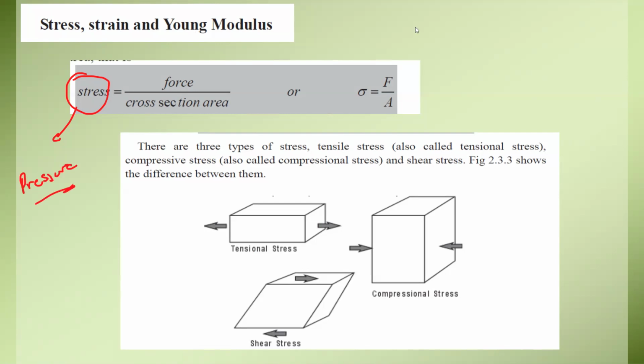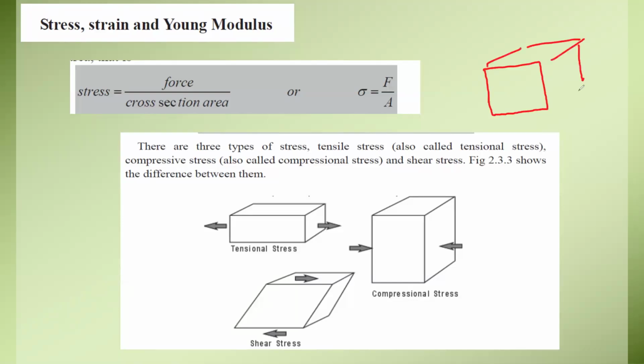But whenever we use the term pressure, it always refers to when we apply force at 90 degrees, or perpendicular to the surface. The force acting on a unit area perpendicular to the surface is what refers to pressure. But in case of stress, the force does not really have to be perpendicular. Force can make a certain angle. So the total force acting on a unit area, we call that stress.